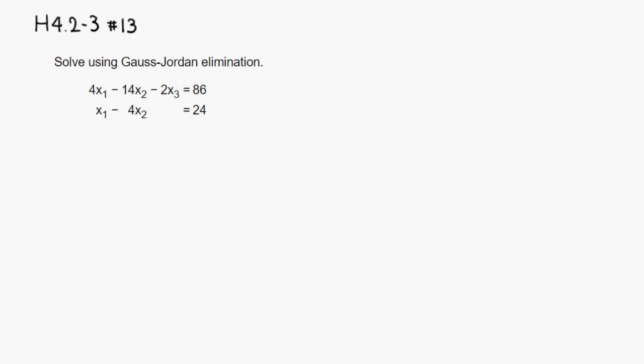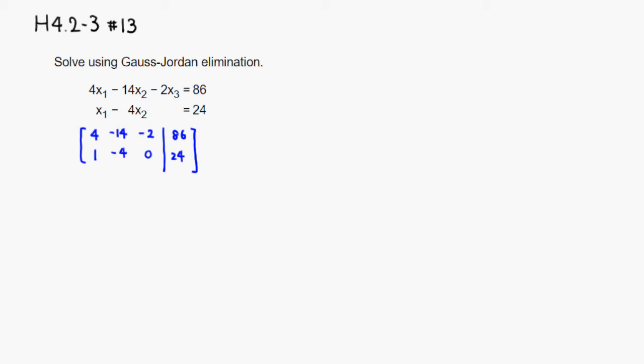Alright, let's look at homework 4.2, 4.3, problem number 3. Let's use Gauss-Jordan elimination to solve this system of linear equations. First I'm going to turn this into a matrix. It's a 4, negative 14, negative 2, and 86 on the right hand side, and a 1, negative 4, 0, and you have 24 on the right hand side.